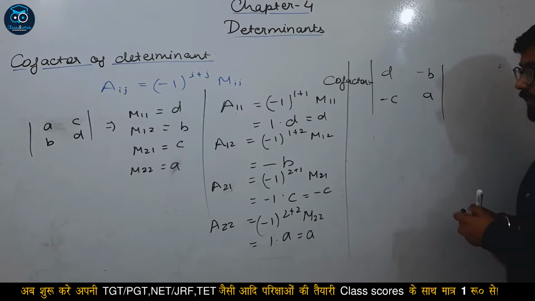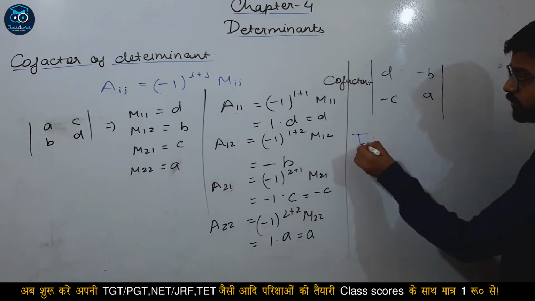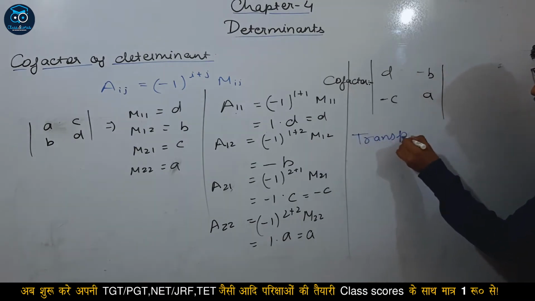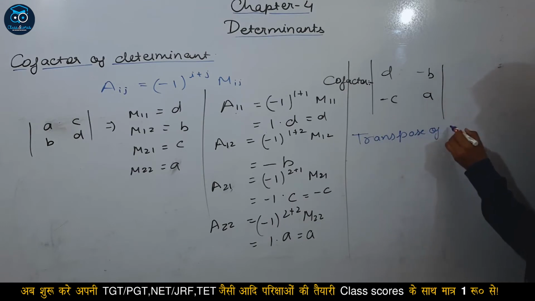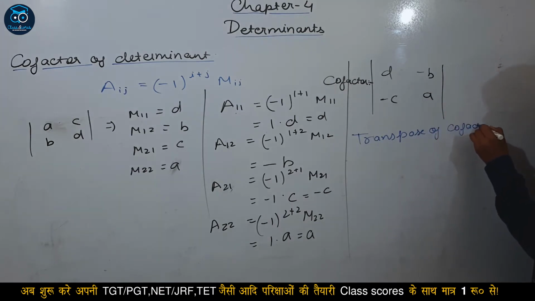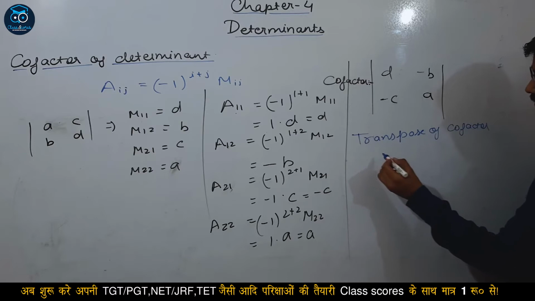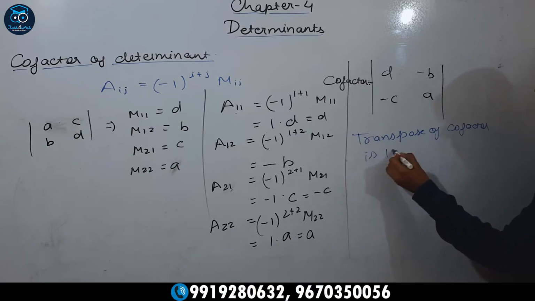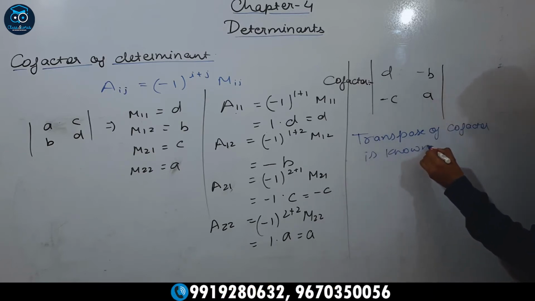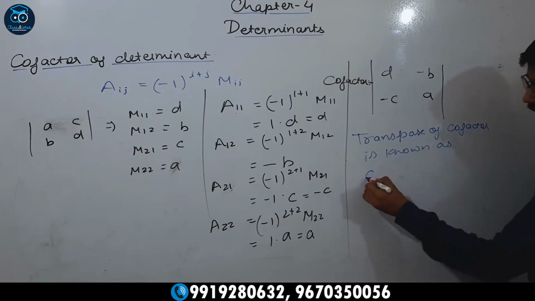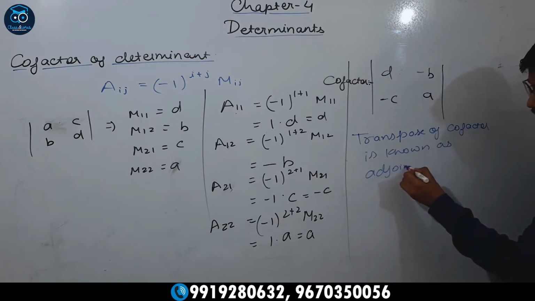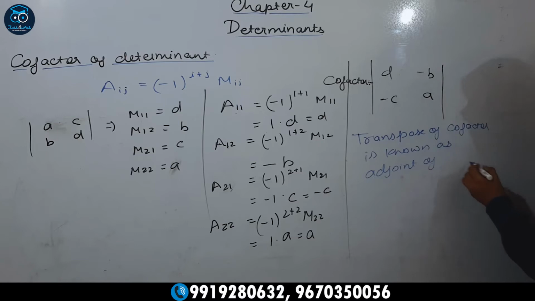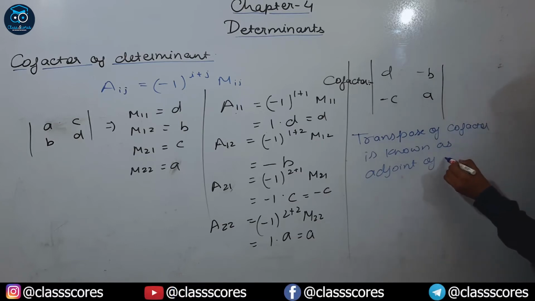And the last thing: the transpose of the cofactor is known as the adjoint of the matrix, or we can say of the determinant.